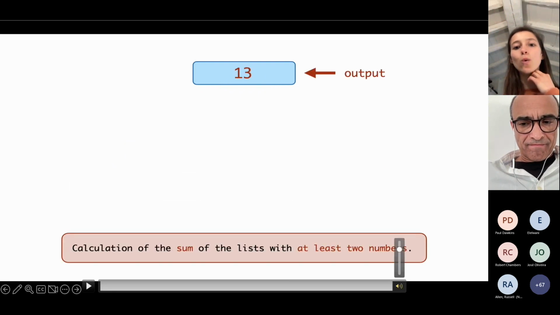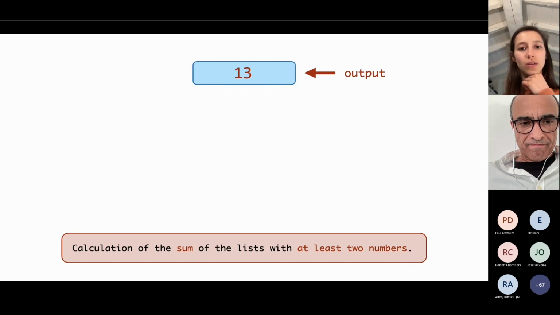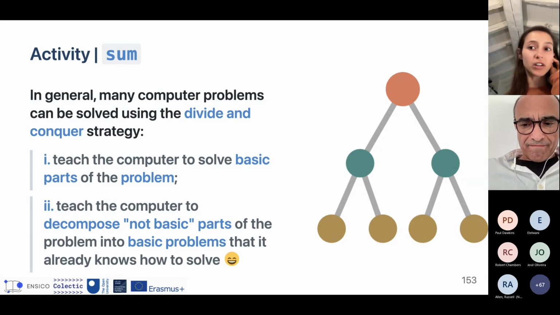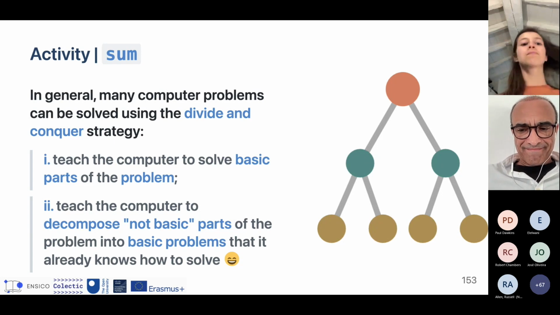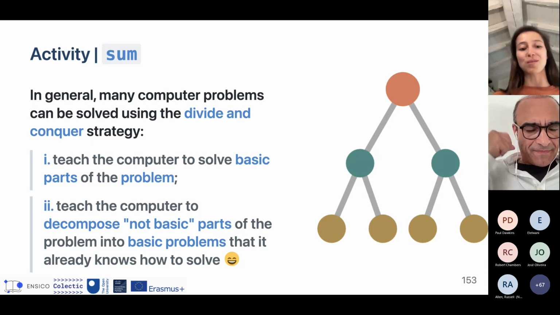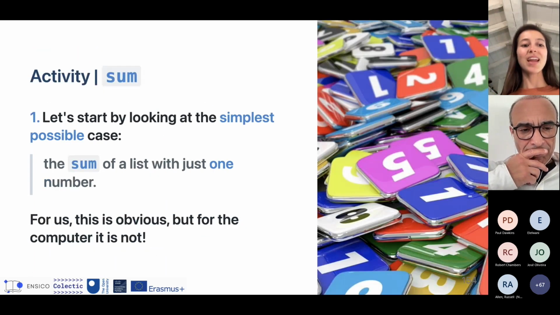So now we're going to see how we can actually transform this into an algorithm. So this can be solved using the divide and conquer strategy, as we mentioned earlier. So we teach the computer to solve basic parts of the problem and then to decompose the not basic parts of the problem into basic problems that it already knows how to solve. So what's the simplest possible case? Well, it's the sum of a list with just one number, okay? So if we have a list with just one number, what is the sum of all numbers in that list?